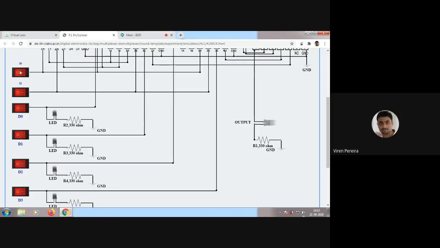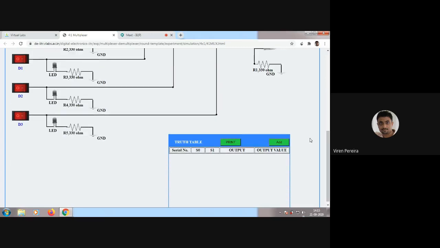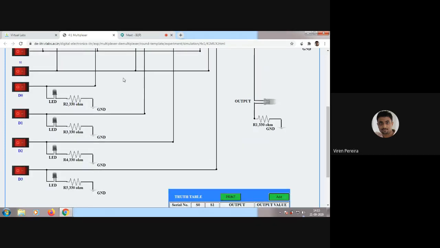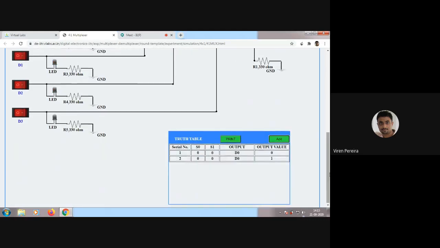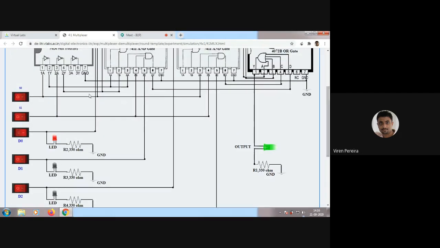Okay. Now let's take the other. Let's check this. We'll add this situation. D0, when the output is 0, it is 0. Now let's check the other situation. When it is turned on, and we'll add, then it becomes 1. So it is equal to D0, whatever is the value. Now let's go for the next one.